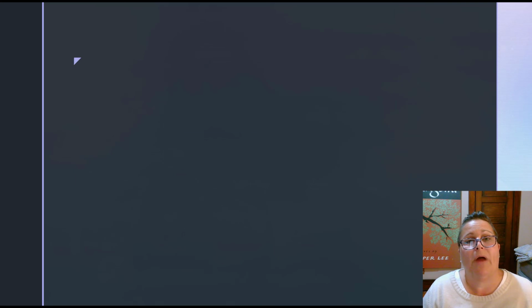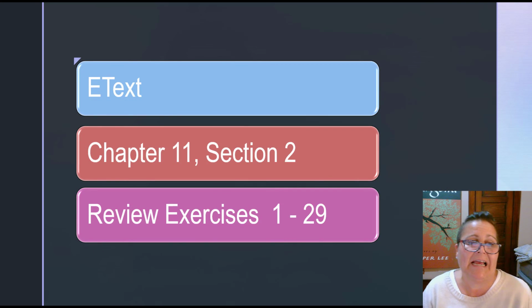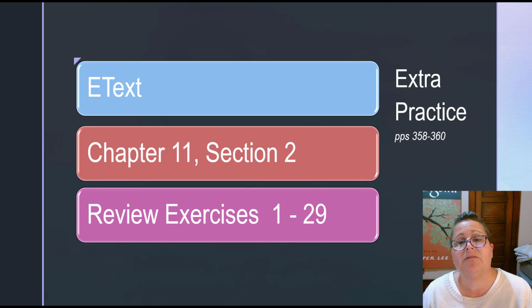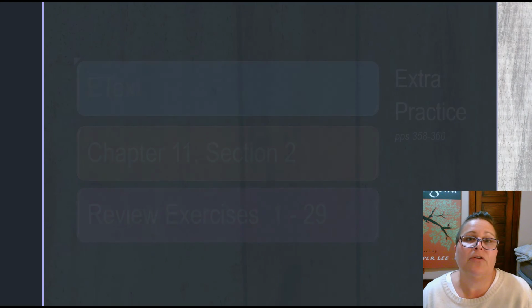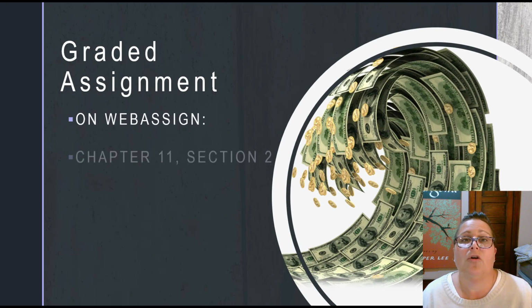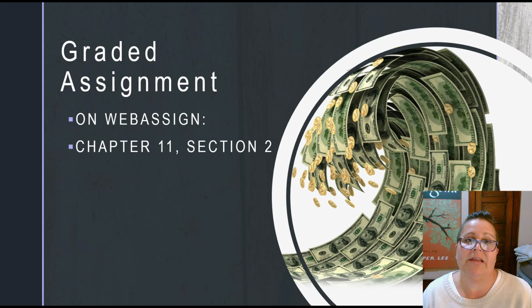There is extra practice for this section in your eText at the end of Chapter 11, Section 2. The review exercises are, I believe, 1 through 29. If you have a physical copy of the textbook, you can find these practice problems on pages 358 to 360. There is a graded assignment available on WebAssign. It is creatively labeled Chapter 11, Section 2.